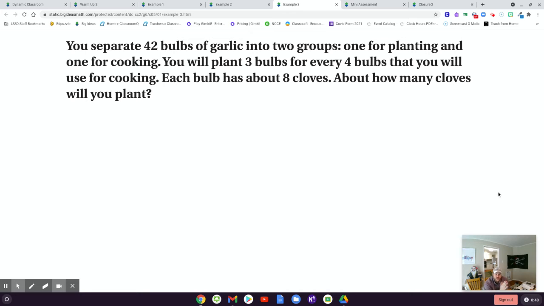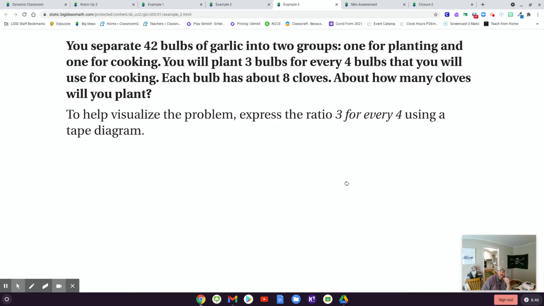You separate 42 bulbs of garlic into 2 groups. I mean, who doesn't? 1 for planting and 1 for cooking. You will plant 3 bulbs for every 4 bulbs that you cook. Each bulb has about 8 cloves. How many cloves will you plant? Ooh, tricky one. All right, so try to solve this one. It might help to do some tree or tape diagrams. Good luck. All right, let's go through how to do this.